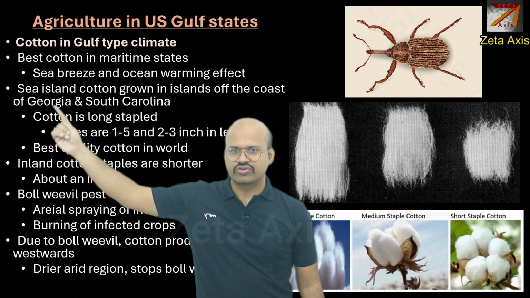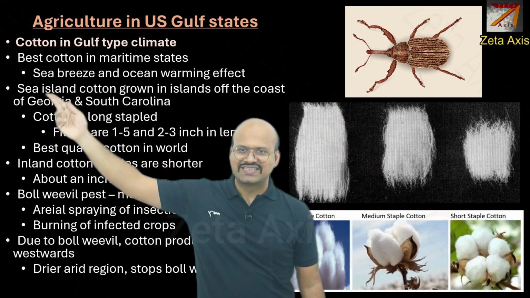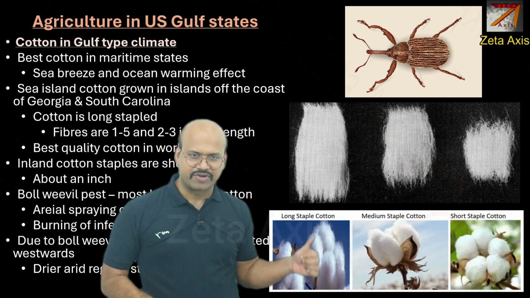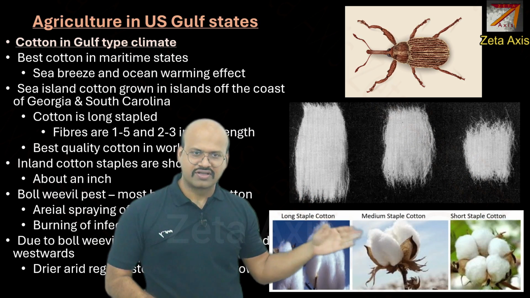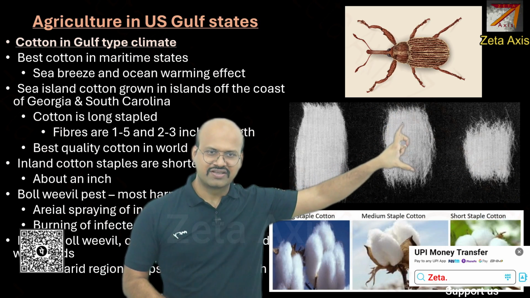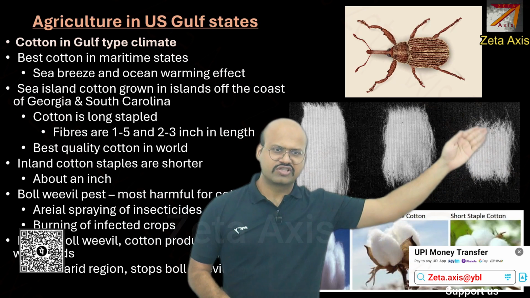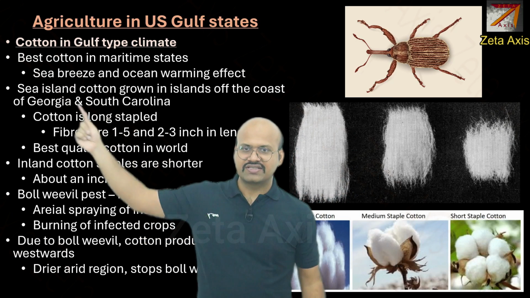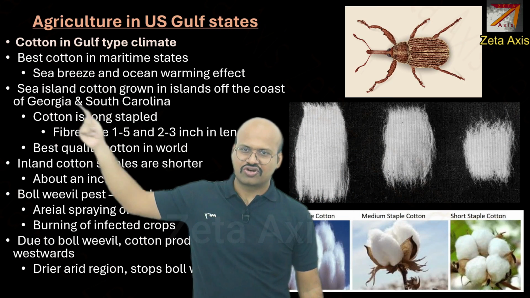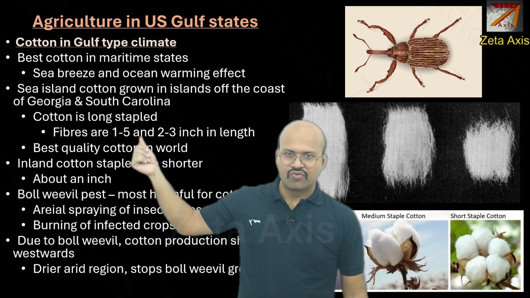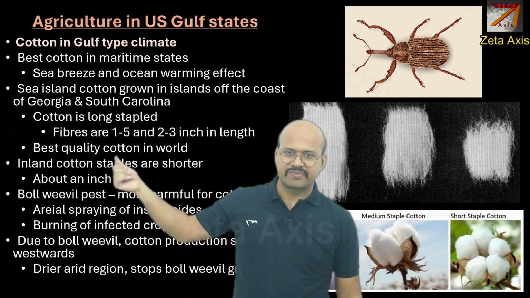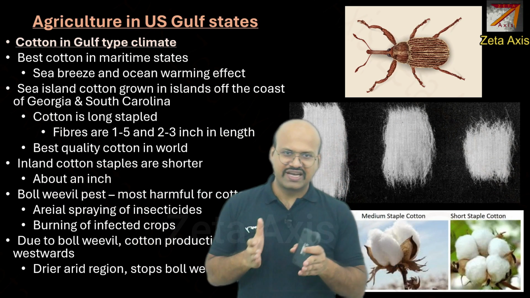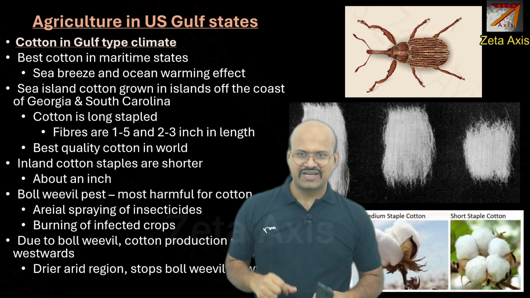So it is along the coast of Georgia and South Carolina where we see sea island cotton production, and these are the long staple. You can see these are the long staple cotton. They have very long fiber length. These are the medium staple cotton whose fiber is smaller, and these are the short staple which have the smallest type of fiber. So cotton is long staple of this type. In these islands on the Georgia and South Carolina coast, fibers are 1.5 or 2 to 3 inches in length, and it is the best quality of cotton in the world. Inland cotton staples are shorter. So as you go inland away from the coast, you will see the length will decrease.